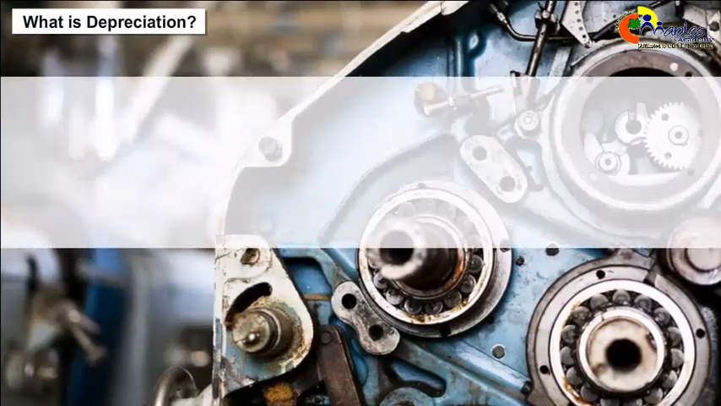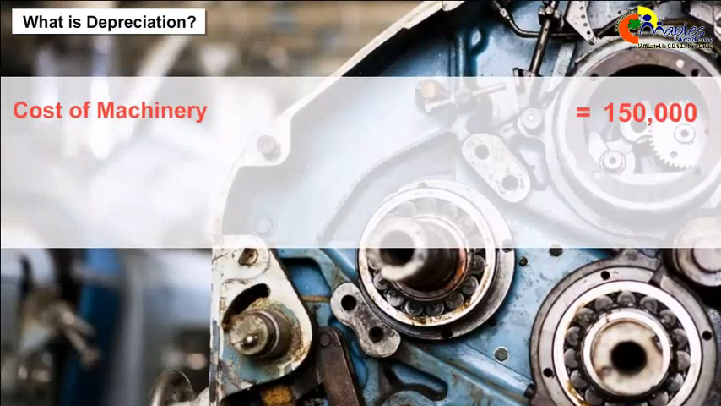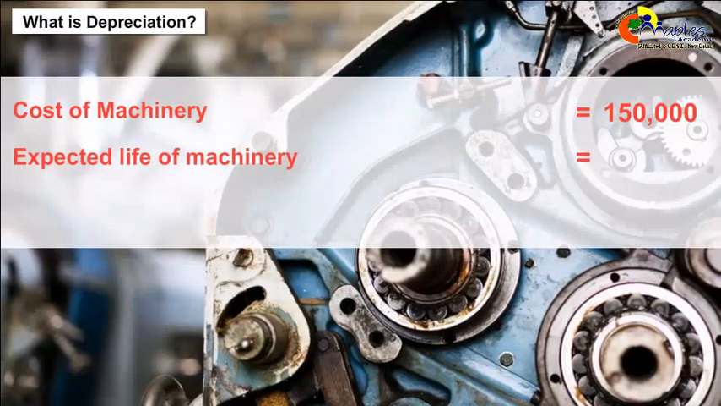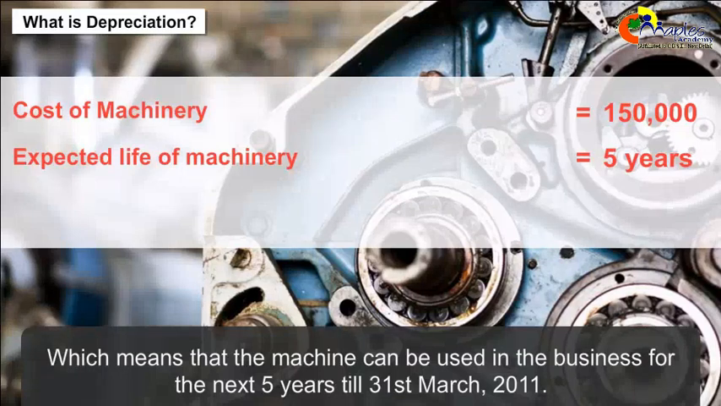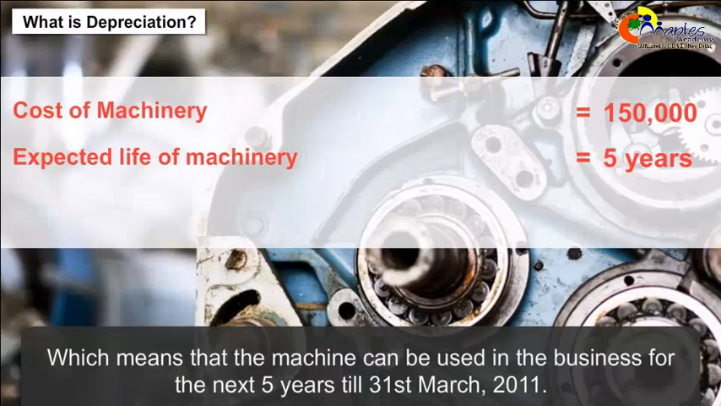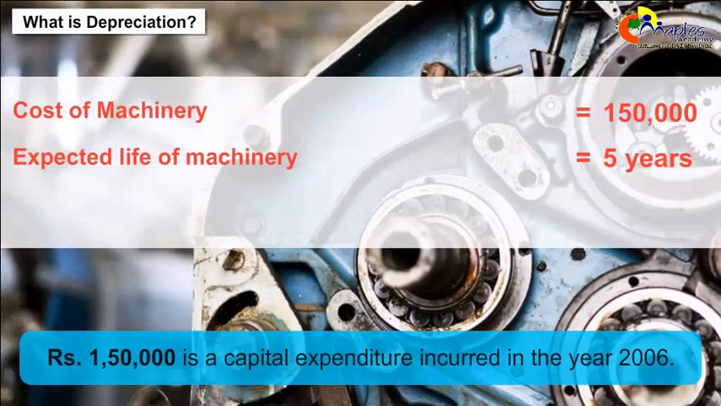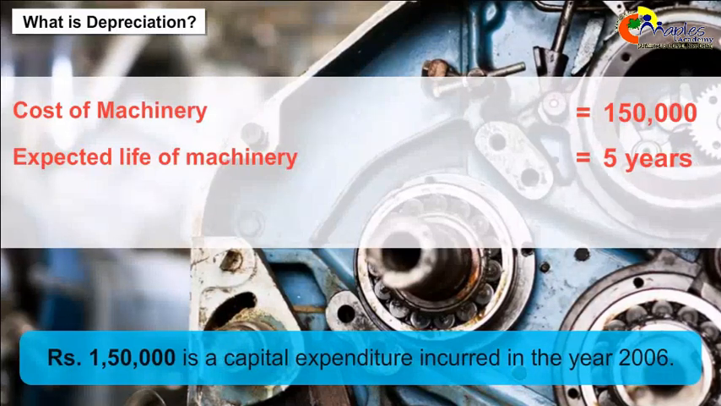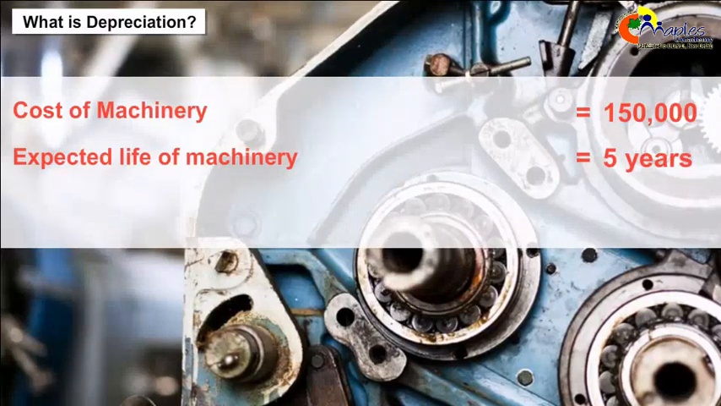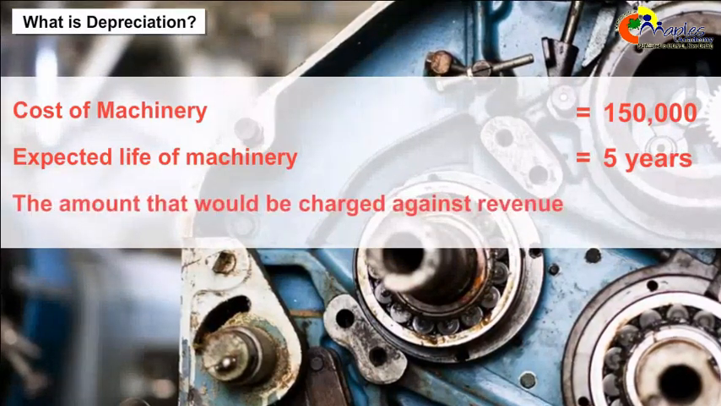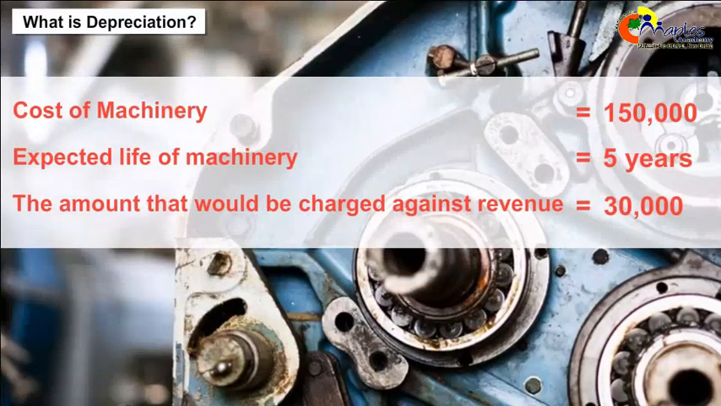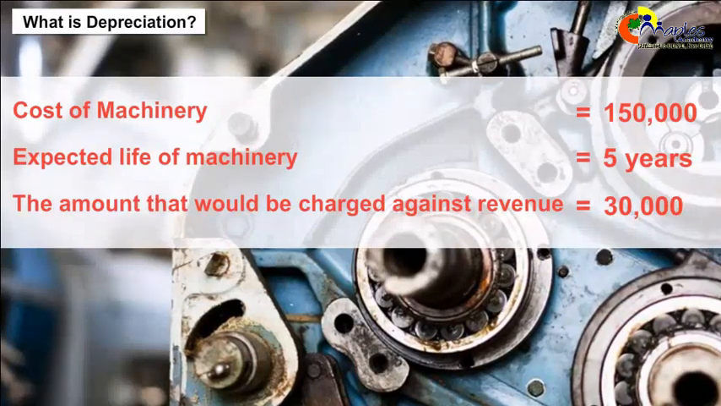Let us take an example. A machine is bought for 1,50,000 rupees on 1st April 2006. The useful life of the machine is expected to be 5 years, which means that the machine can be used in the business for the next 5 years till 31st March 2011. Rupees 1,50,000 is a capital expenditure incurred in the year 2006. But this whole amount cannot be charged as revenue in the current accounting period. Rather, 1/5 of it would be charged against the revenue for the year 2006. That is, it would be 30,000 rupees.